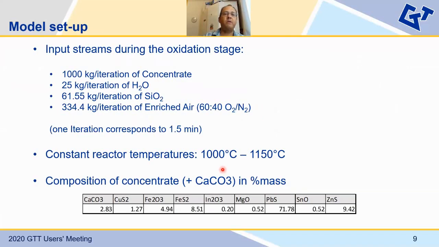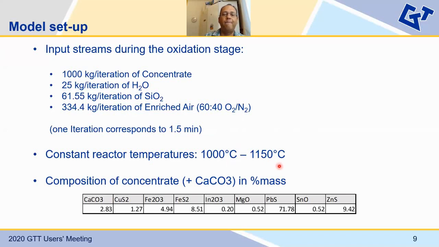The input materials in the reactor are the concentrate, water, silica, and enriched air. The quantities are listed on the slide, and each iteration corresponds to 1.5 minutes. The reactor works at a temperature which is fixed during the whole process, but each reactor or each zone has a different temperature. Temperatures vary between 1000 degrees and 1150 degrees.